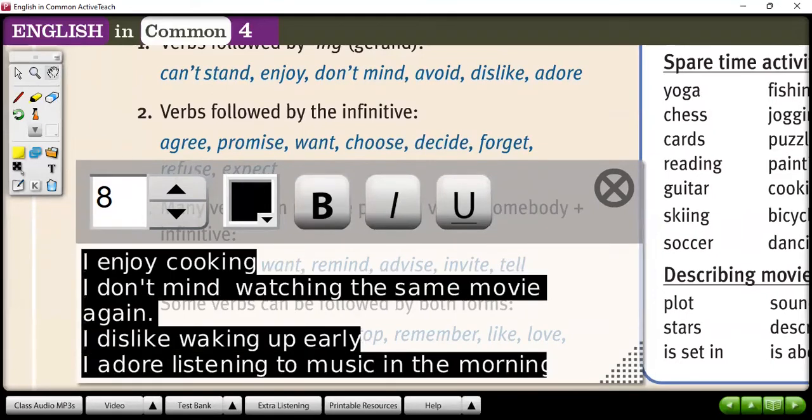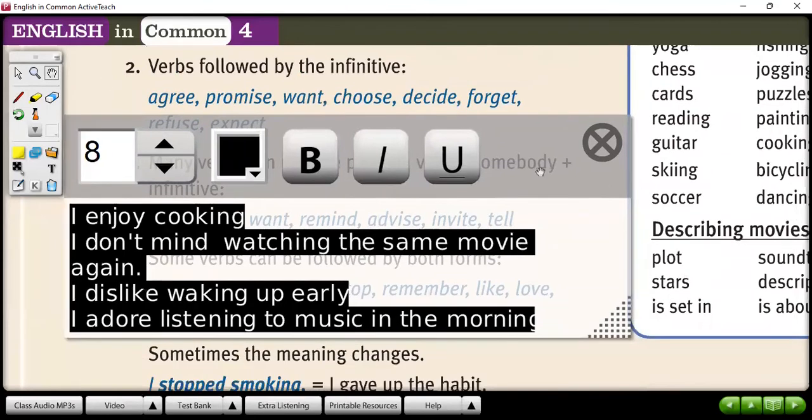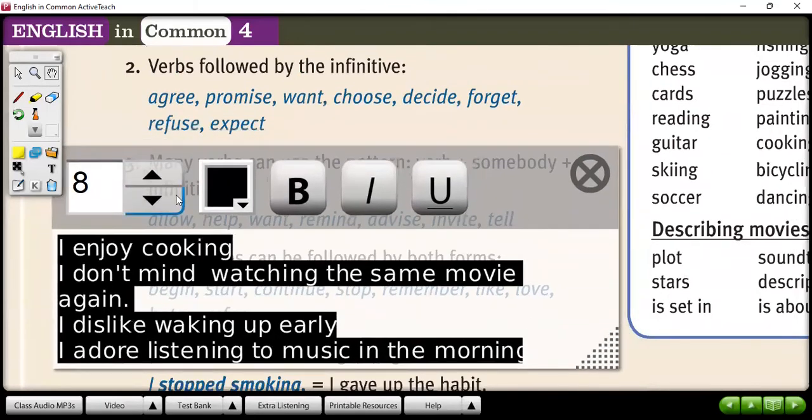Some verbs, as we saw, only take the infinitive. Examples of these verbs are agree, promise, want, choose, decide, forget, refuse, expect. Forget actually can take both forms, and I will explain that later. It doesn't take only the infinitive.